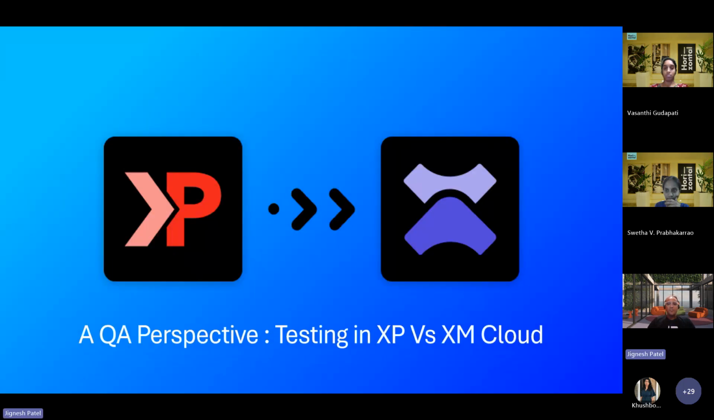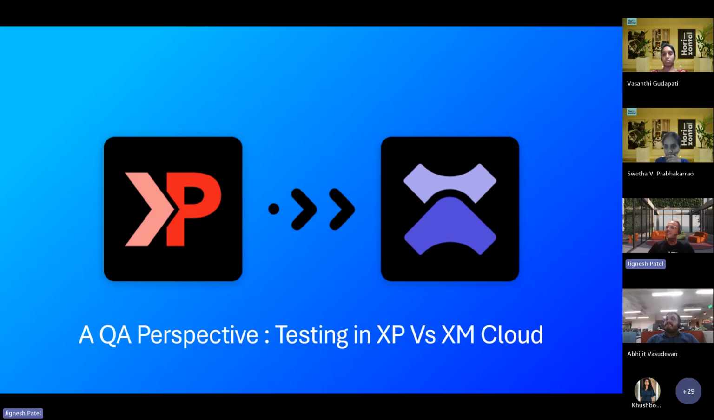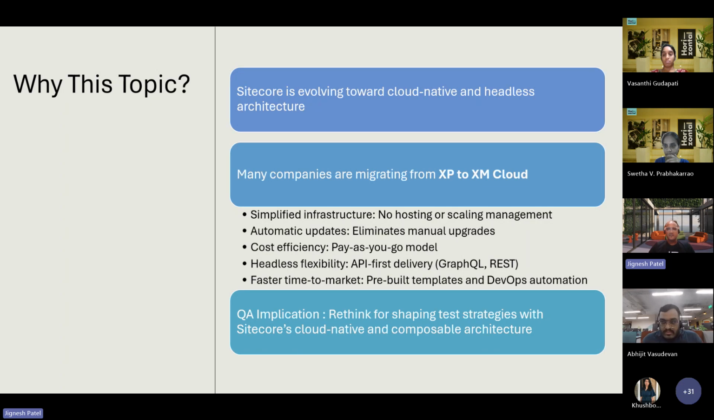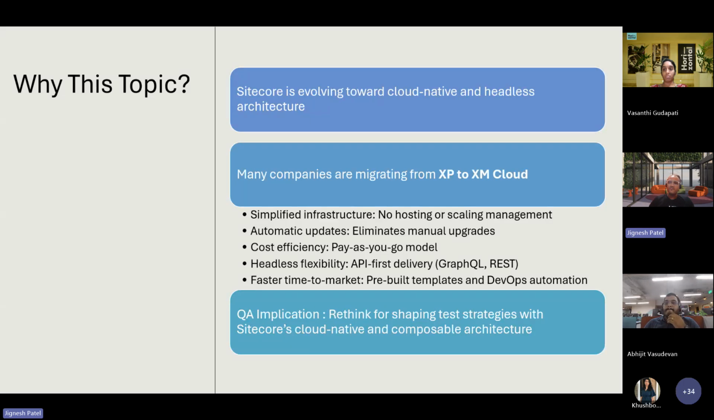So today's topic for presentation is a QA perspective in testing versus XP versus XM clouds. So let me deep dive into it. First of all, why this topic? As we all know, Sitecore is evolving towards a cloud native and headless architecture. In XP, there used to be MVC or normal .NET applications. But here the architecture is totally different. My further slides will give you more detail on that. But this is one point.